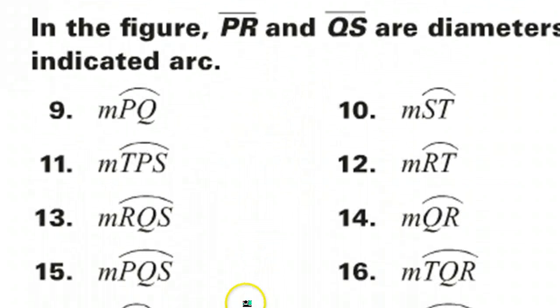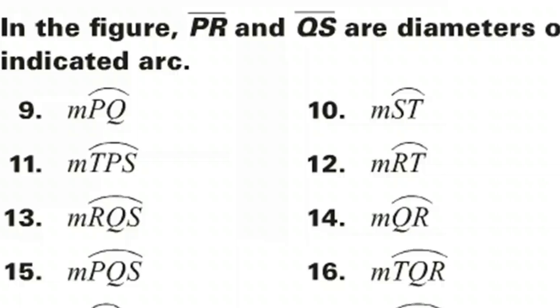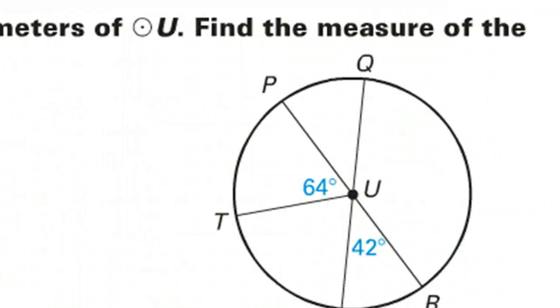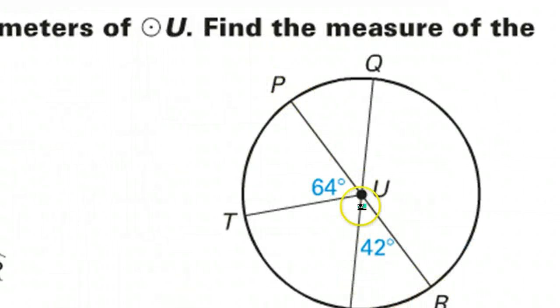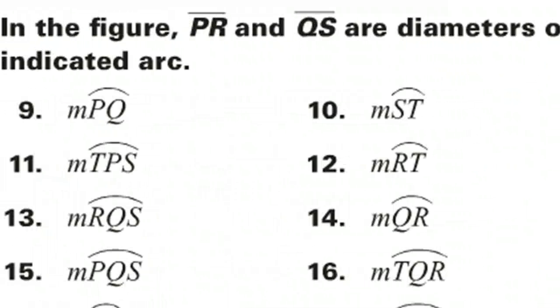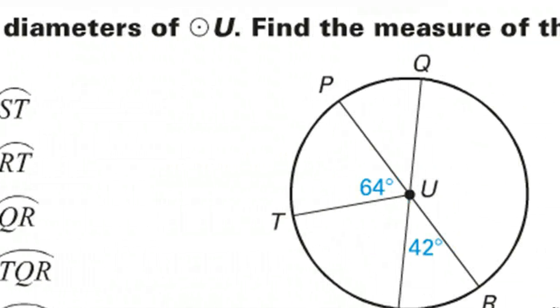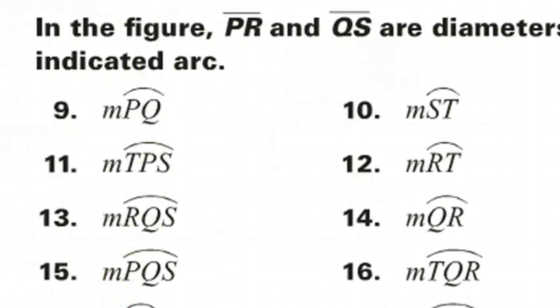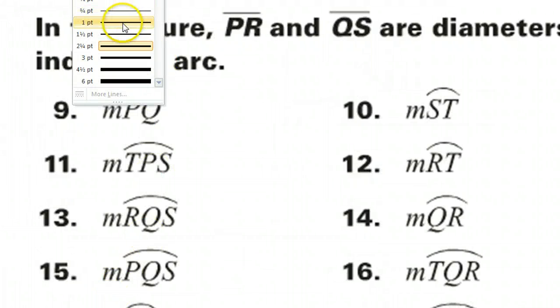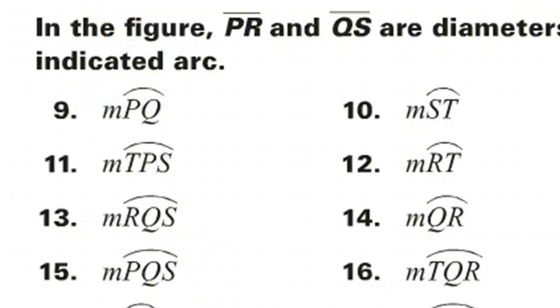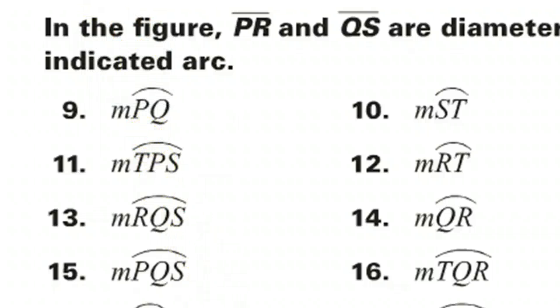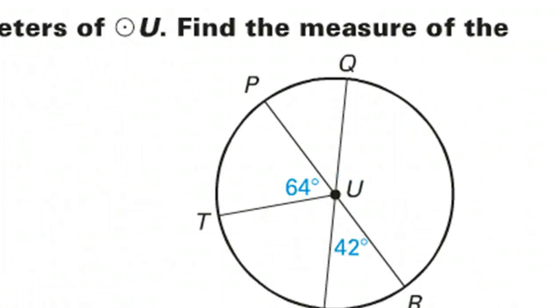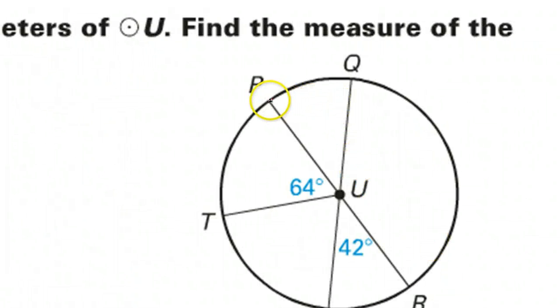What's next? In the figure, PR and QS are diameters. Alright, so the things that look like diameters really are diameters. That's very helpful. Okay, what else? Find the measure of the indicated arc. So we need the actual measures. So I am going to have to make this smaller so I can work. Alright, we need the measure of PQ first. PQ is this little guy right here.